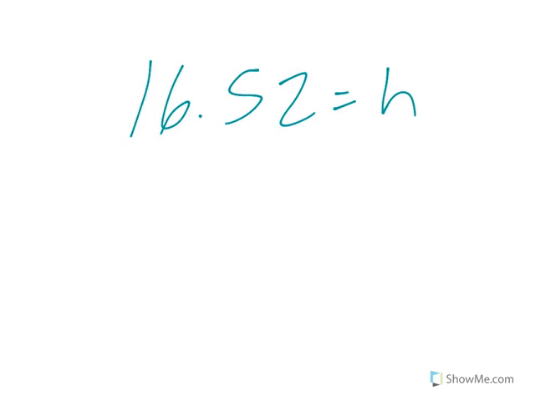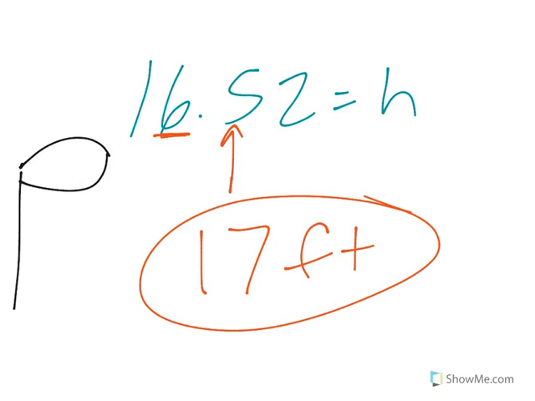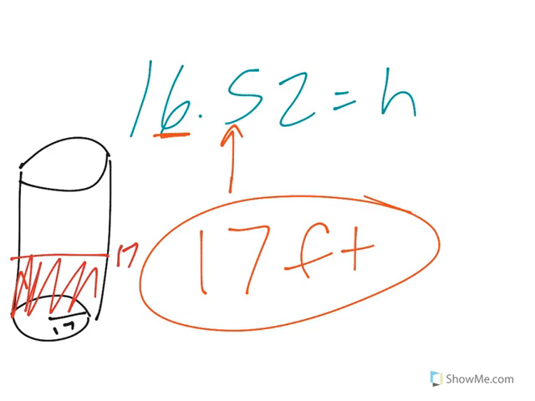Remember, the directions on the first page said to round to the nearest foot. Right here is the ones place. You could say 16 feet or 17 feet. That's the nearest foot. I look one place past, and the 5 tells me to round up. So I'm going to say the height. Okay, go back to the original problem. We had a round silo with a 17-foot radius. We added a bunch of grain. The height of it would have been 17 feet. That's what this says. If we dumped all that in, 15,000 cubic feet would fill it to a height of 17 feet.